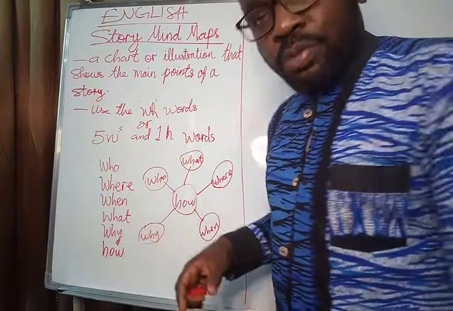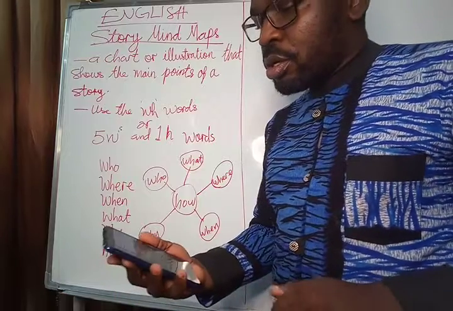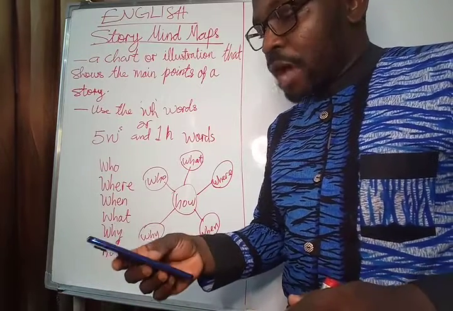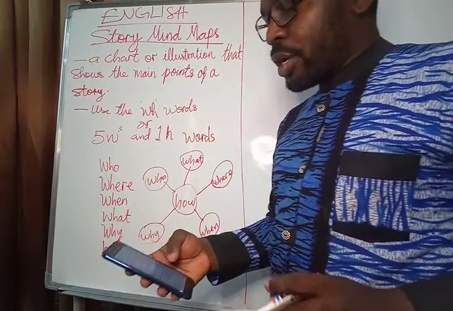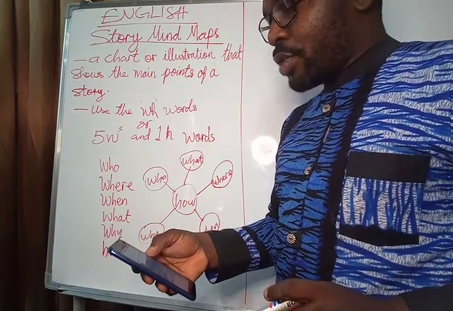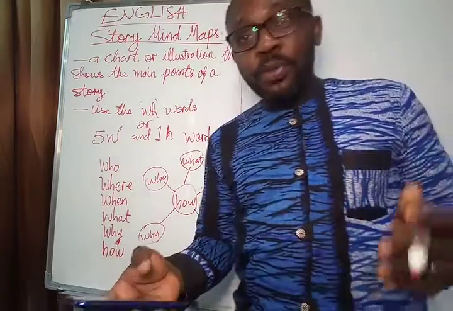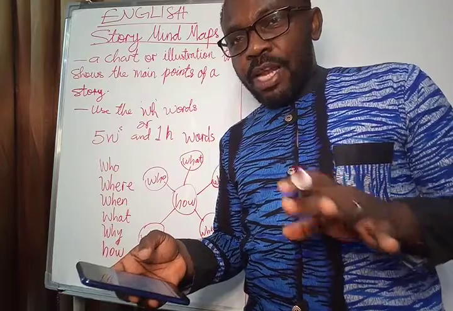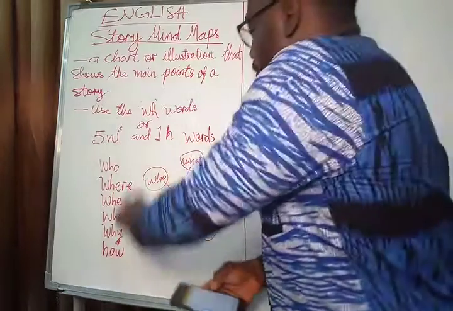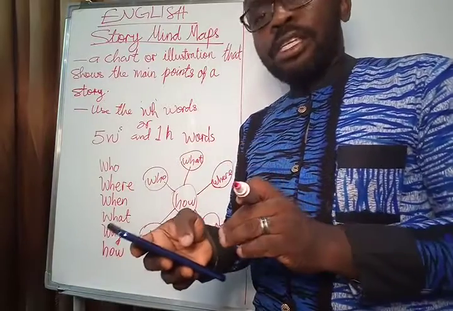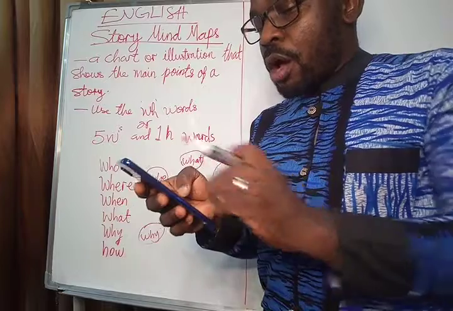Now, there's a story I would be reading, and we would try to extract these main points from the story. Okay, it's an interesting story about the boy who cried wolf. It's a popular story. But our major objective would be to extract these main points in this story I'll be reading. Now, the boy who cried wolf, that's the title of the story.